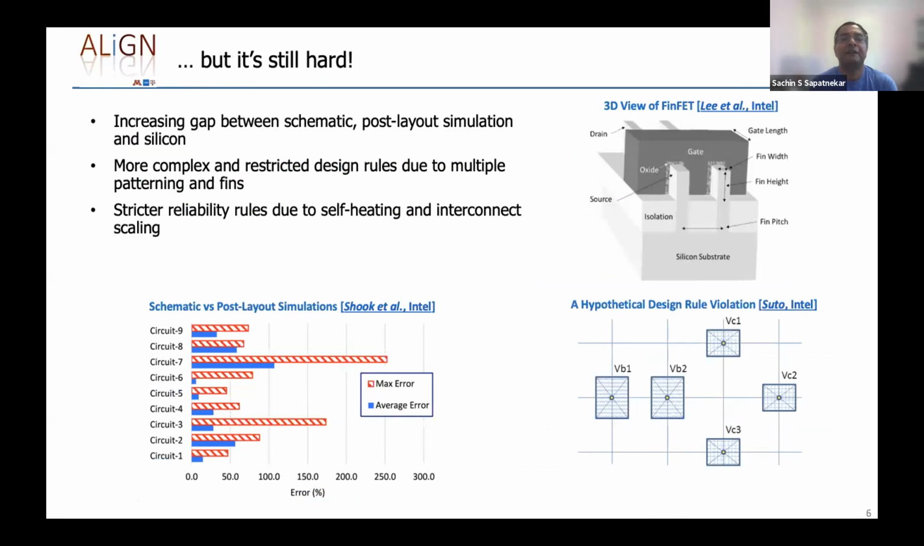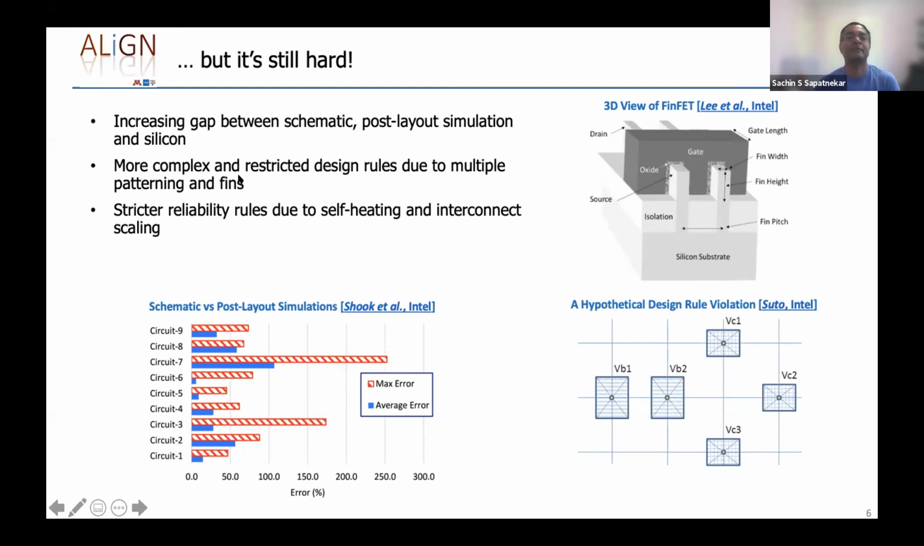So even in the FinFET world, I talked about freedom from choice, but things are still pretty hard because just having freedom from choice, quote unquote, is a gross oversimplification. One of the issues is that this is data from an Intel paper at ICCAD. If you look at the gap between schematic and post-layout simulations, schematic simulation predicts a performance of something like this. Post-layout simulation predicts a performance that's much further away. So that gap is further. This means that the design cycle actually becomes more complicated, and having a fast layout generator is extremely helpful.